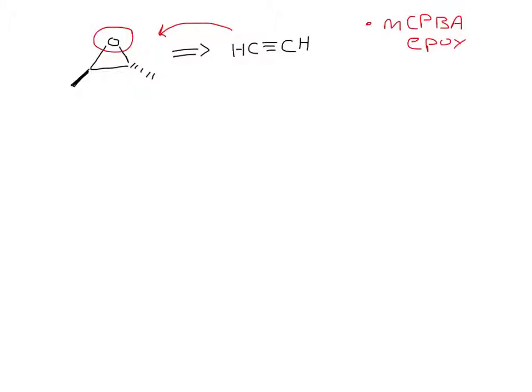We're also starting with 2 carbons, and we're ending up with 1, 2, 3, 4 carbons in the product. So somehow we're adding 2 carbons. Essentially we're adding 2 methyl groups.